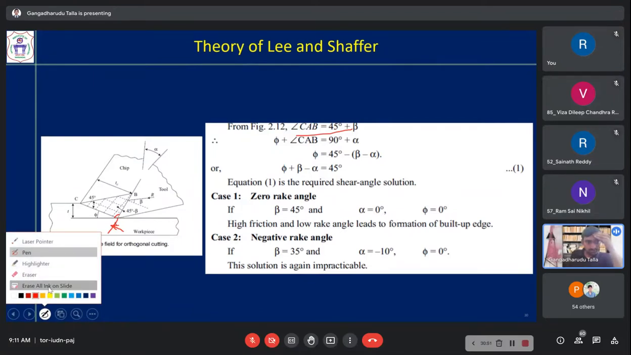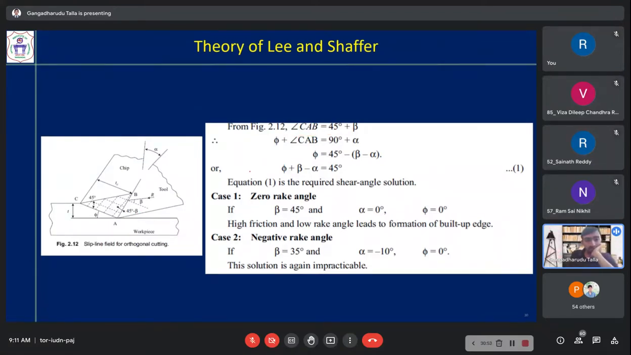Maybe I'll come back to this later. If you know this, that is fine. I'll explain this a little bit later, maybe in the next class. But for the time being, you understand that angle CAB is equal to 45 degrees plus beta. Somehow I'm not getting that logic right now, so I'll re-explain this later.